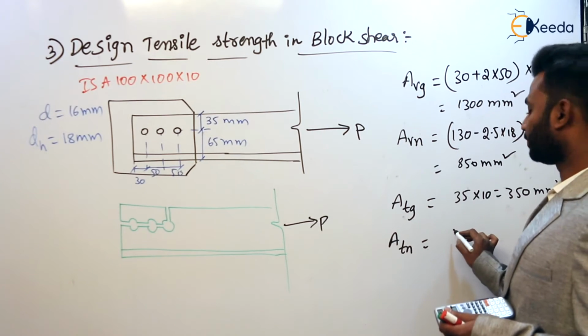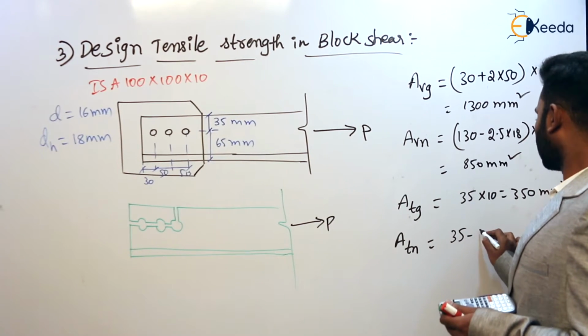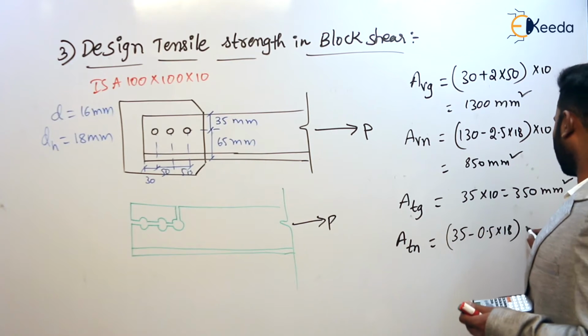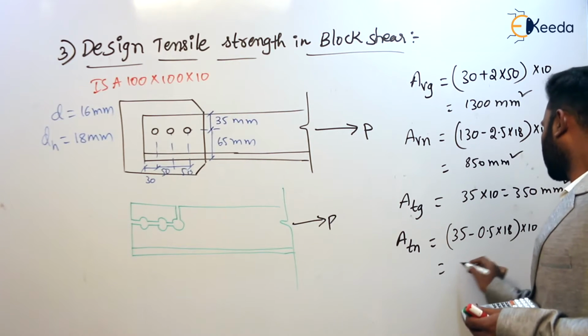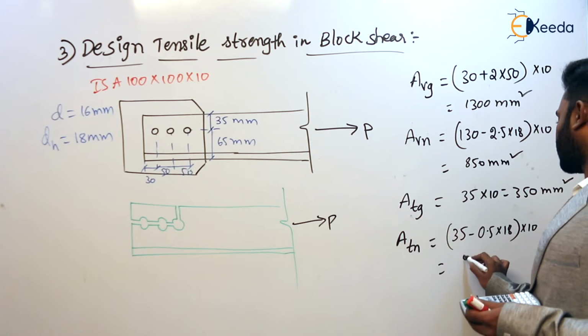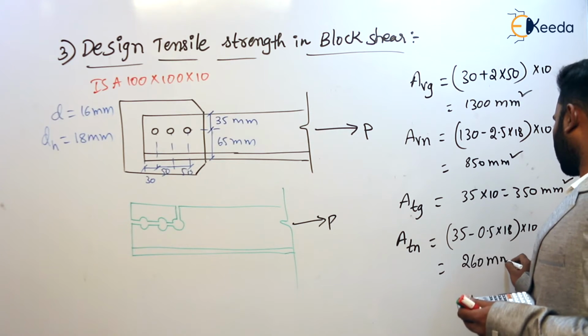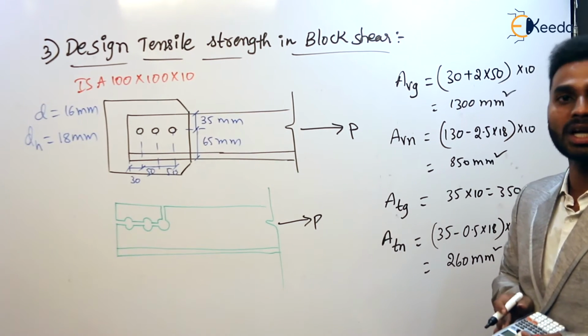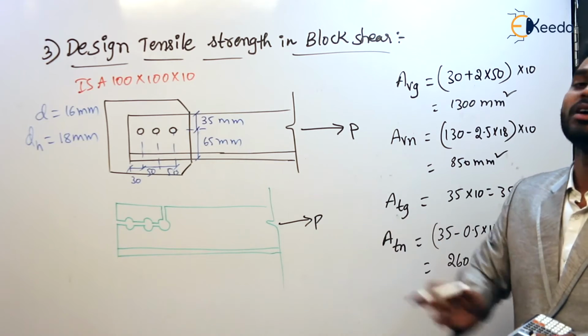So 35 minus, 18 by 2, so 0.5 into 18 into 10. How much is it? 9. So 35 minus 9, how much is it? 26. So 260 mm square. This is how to calculate the gross areas and net areas in shear and tension. Now substitute these in the formula.